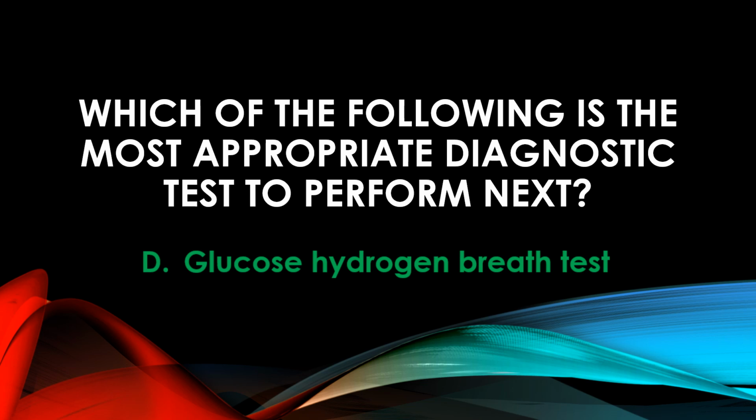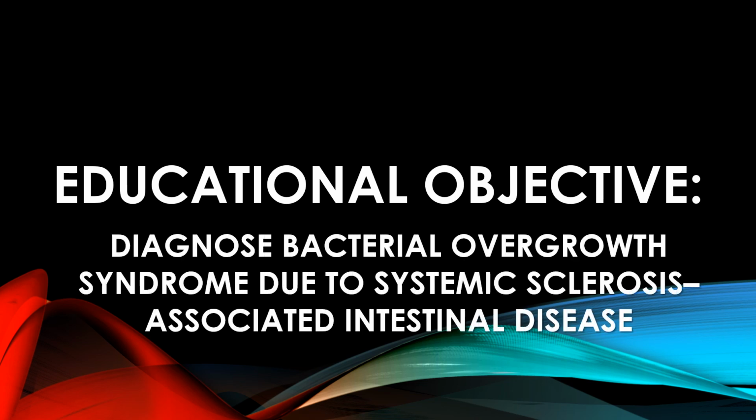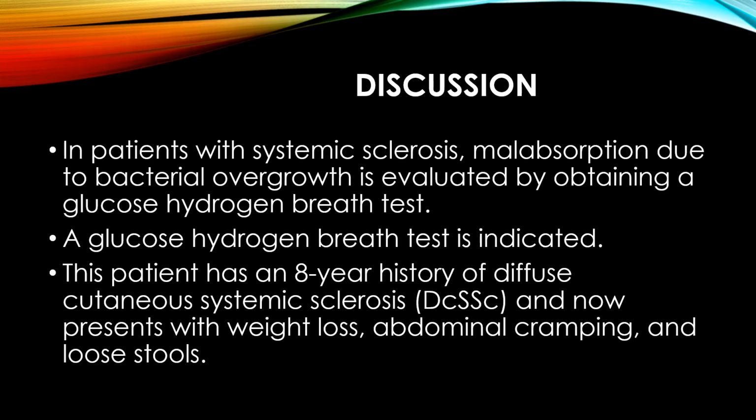Why? The educational objective here is diagnosis of bacterial overgrowth syndrome due to systemic sclerosis-associated intestinal disease. In patients with systemic sclerosis, malabsorption due to bacterial overgrowth is evaluated by obtaining a glucose hydrogen breath test. A glucose hydrogen breath test is indicated in this case.